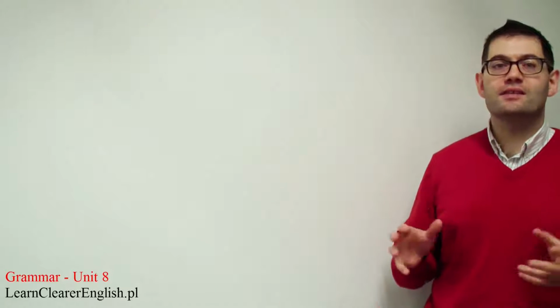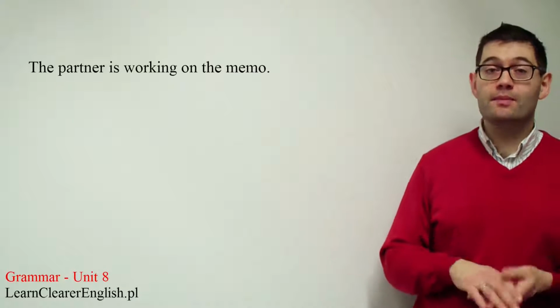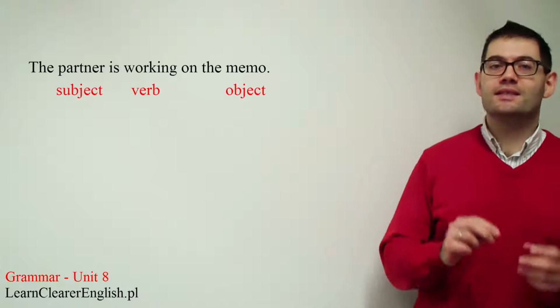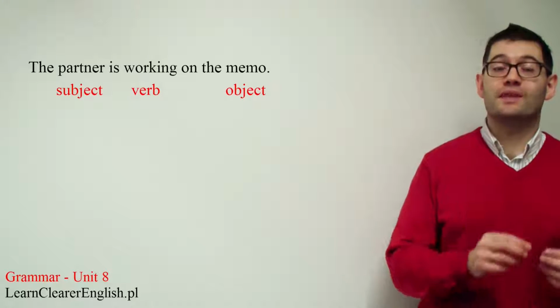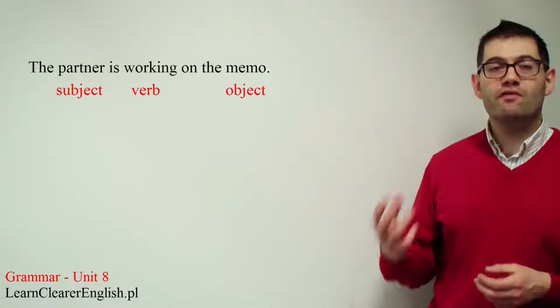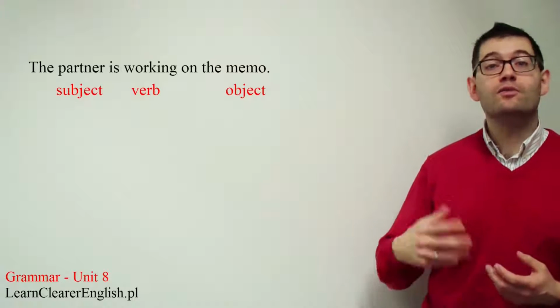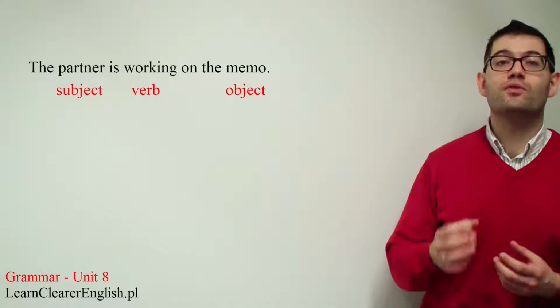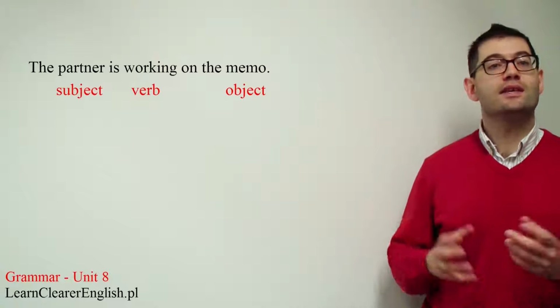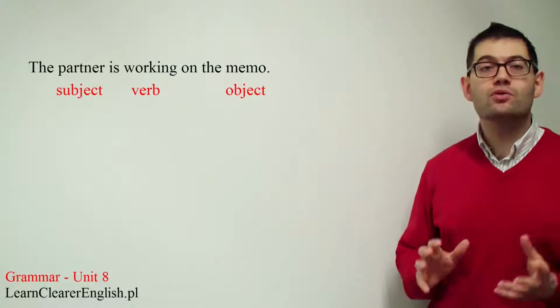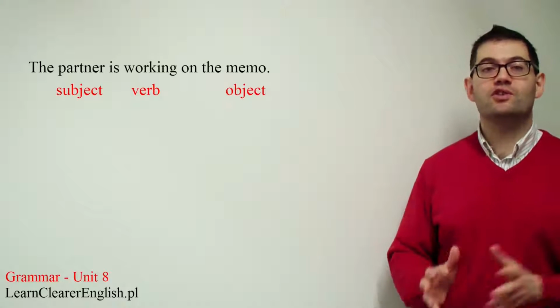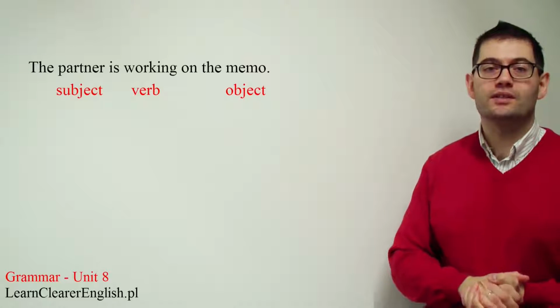If you take the sentence, "The partner is working on the memo," the partner is the sentence's subject, the person or thing that does. You have the verb structure, in this case, is working. You then have the object, the person or thing that the verb affects, in this case, the memo. In short, you have a subject-verb-object structure, otherwise known as the active voice.